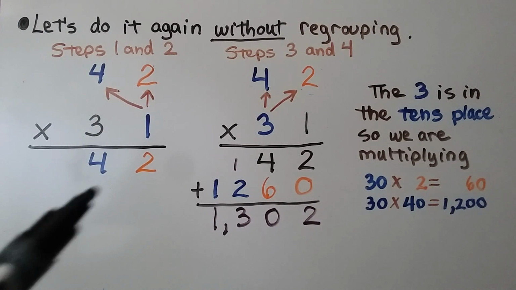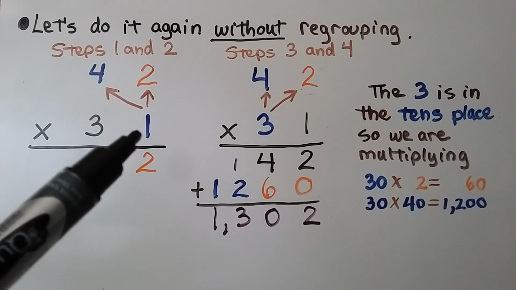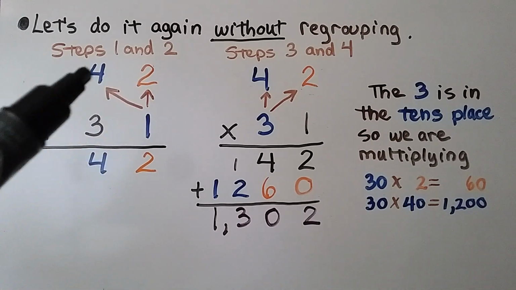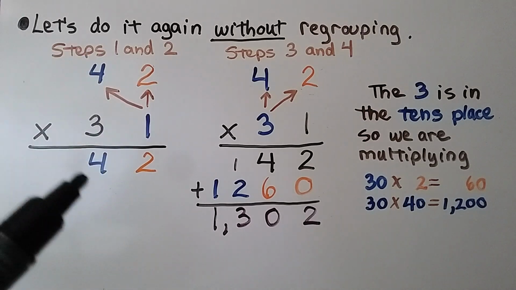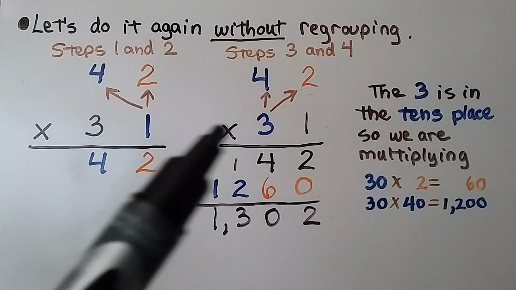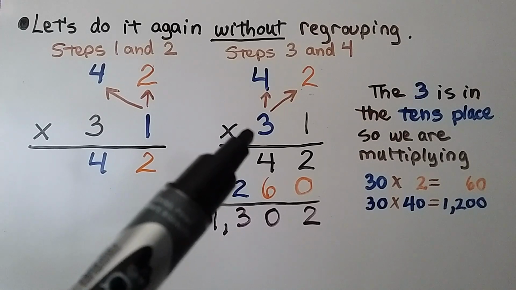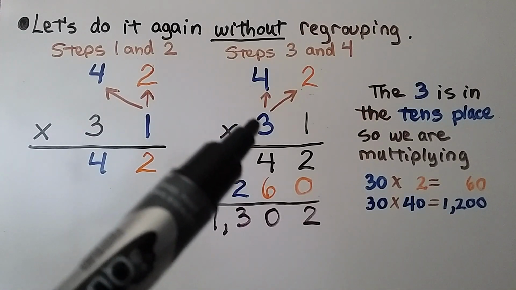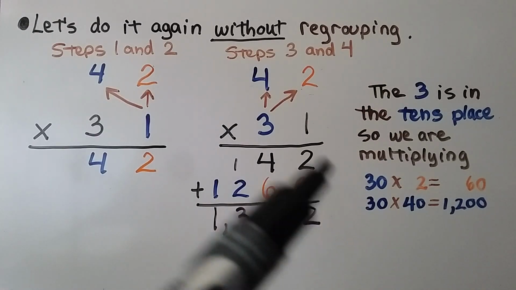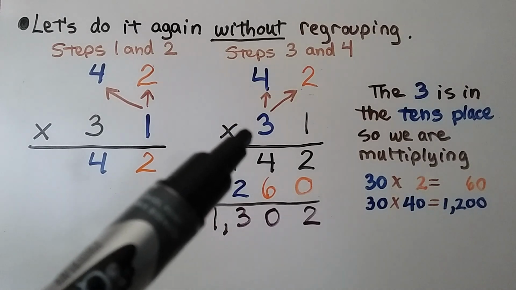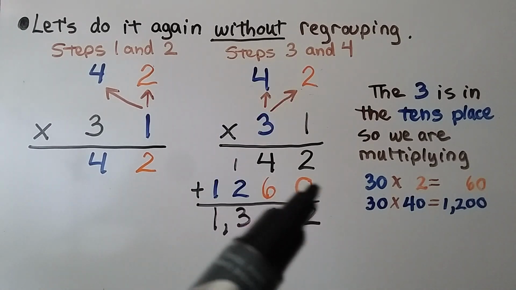We have steps 1 and 2. We're going to start by going 1 times 2 is 2, and 1 times 4 tens is 40, so the 4 is going to go into the tens place. For steps 3 and 4, we're going to move over to this 3, and that's really in the tens place, isn't it? So that's a 30. So it's like we're doing 30 times 2. We're doing 3 times 2, which is 6. But because it's 30 times 2, it's a 60. See that? And we can write it here.